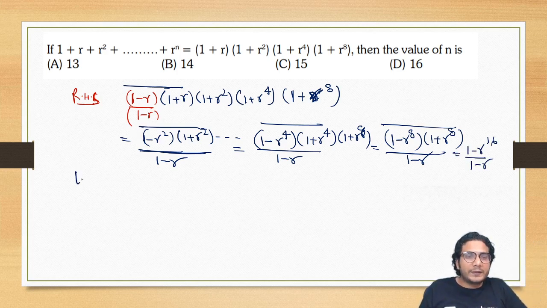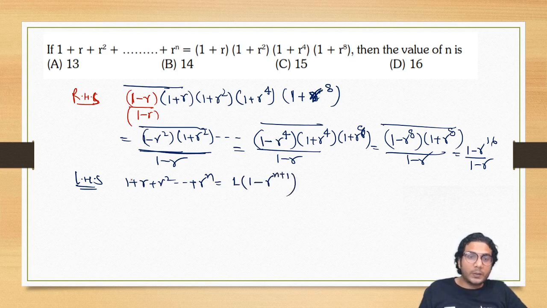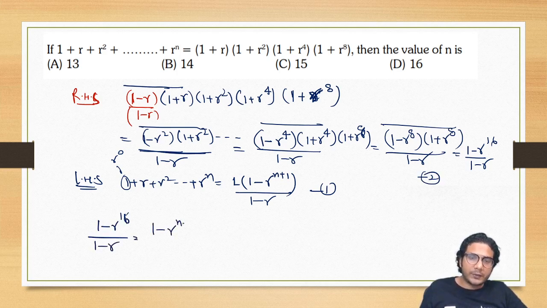Now you can start from the left hand side and apply the formula of GP. So 1 plus r square up to r raised to n is 1 into 1 minus common ratio to the power number of terms, n plus 1. The number of terms is n plus 1 because we are starting from r raised to 0. This is nothing but r raised to 0 divided by 1 minus r. Now compare this 1 and 2. Equate them. So you'll get 1 minus r raised to 16 divided by 1 minus r is equal to 1 minus r raised to n plus 1 upon 1 minus r. So after comparing, you can get n plus 1 is equal to 16. It was so simple, right? Then n is equal to 15 is your answer.